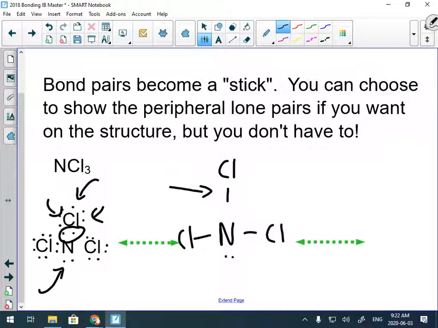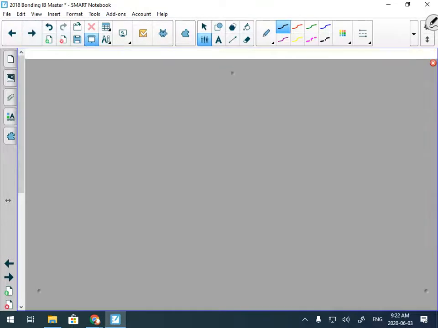Now, you can always go from a Lewis to a structural diagram to figure out the structural diagram, but there's a whole bunch of shortcut cheats that I'm going to go over with you guys. Okay?